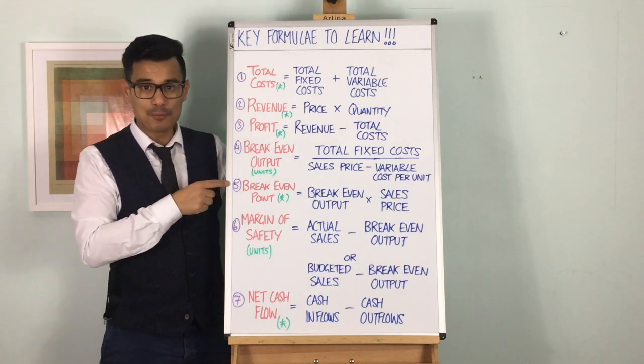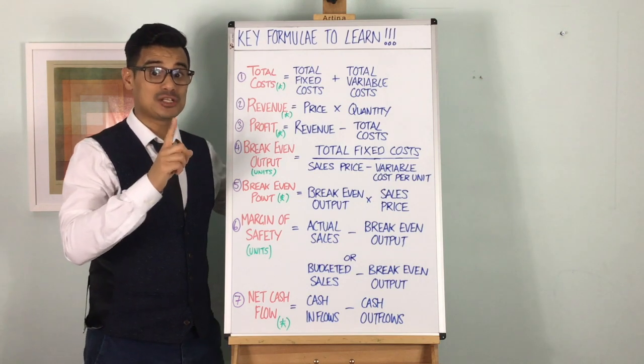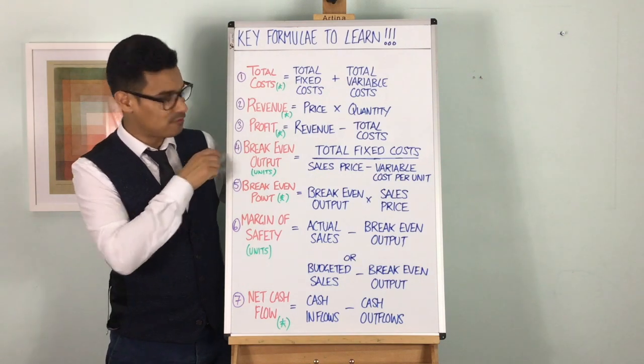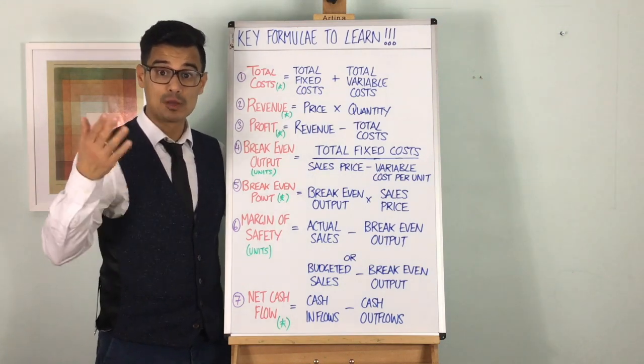Also, you might want to work out the break-even point, which is this time measured in pounds, if that's the currency you're working in. And that's break-even output, measured by number four, times by the sales price.